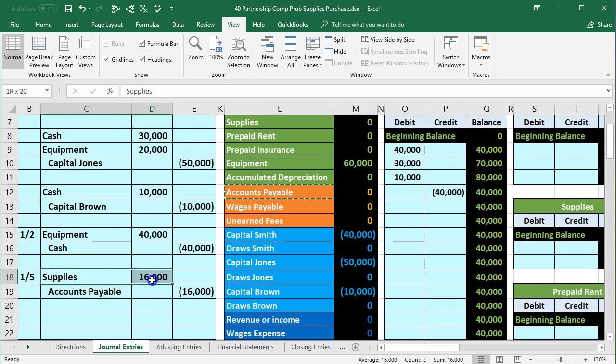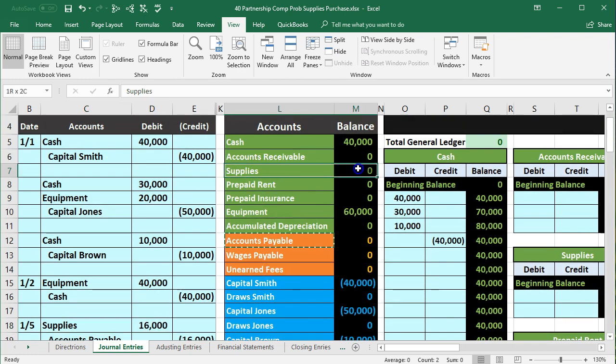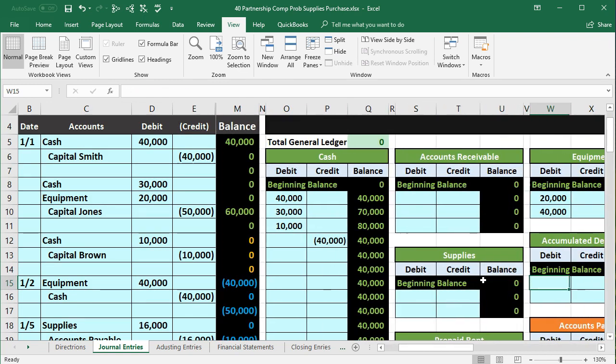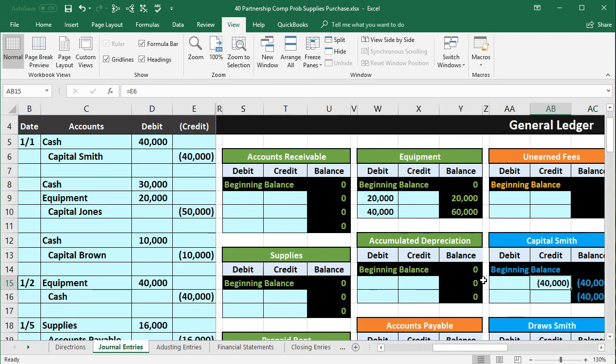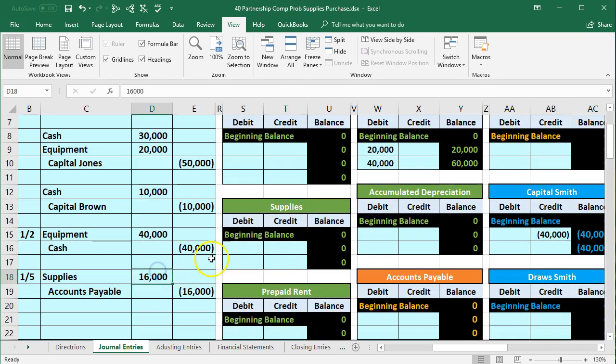Okay, so then we're going to scroll down and we're going to record these. So here's the supplies in row 18. Here's the supplies on the trial balance. It's going to be in the same order when we go to the GL. So if we go to the GL, here's supplies. That's the one we want. This is on the debit. We're on the debit side of supplies. We're in cell S16, where we will say equals, point to that supplies, and enter. So that brings the 0 up by 16 to 16.